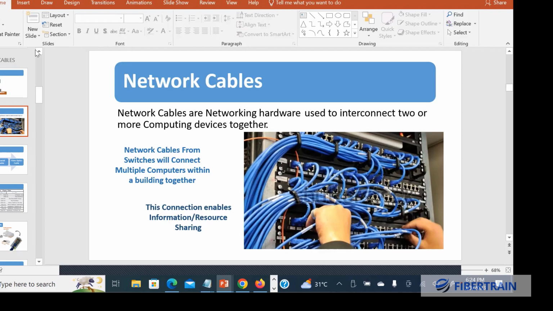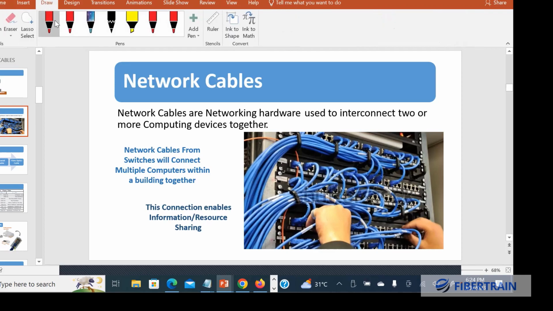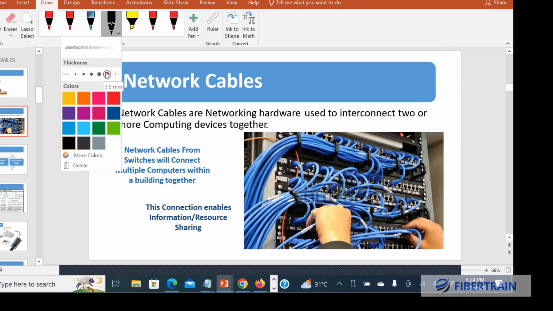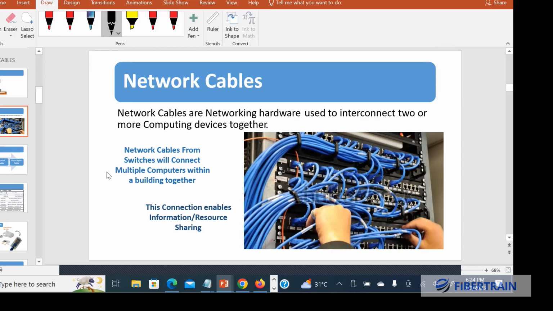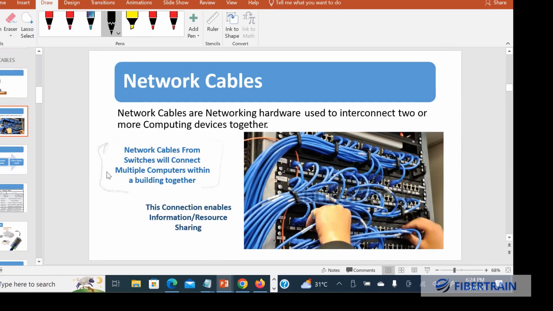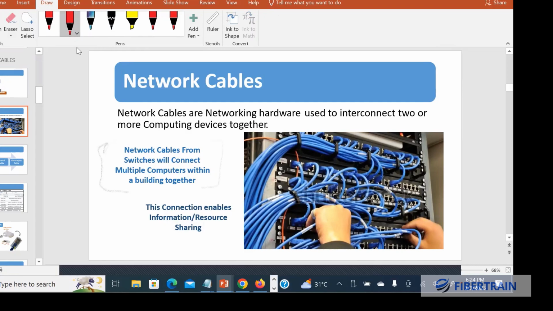So if I pick up my pen once again, let me use black. So here you could see what these cables help us do. So here you could see that network cables are used to connect multiple computers within a building together to a central device known as a switch. But if you look at this diagram, you see here we have a rack. So this is called a rack.